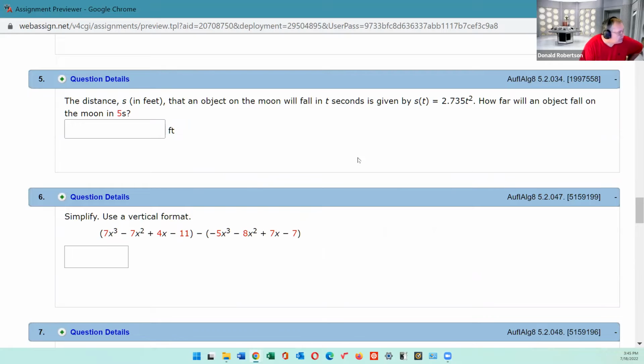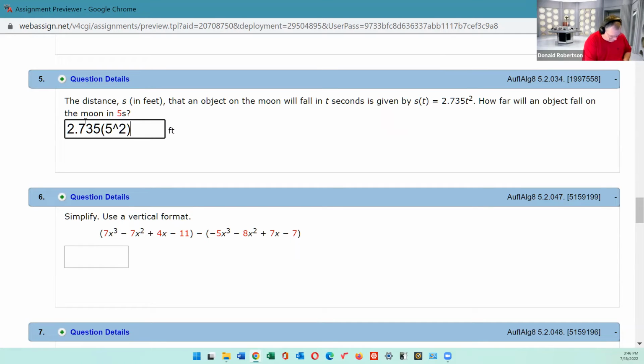Now, what we're looking at in question 5 then is a very simple application. And that is, if you're told that the distance of an object that will fall in t seconds is given by this formula, how far will it fall in 5 seconds? So if you were atop of a very big mountain, you drop something, how far would it fall according to this function? So you would go 2.735 multiplied by 5 seconds squared, so 5 squared.